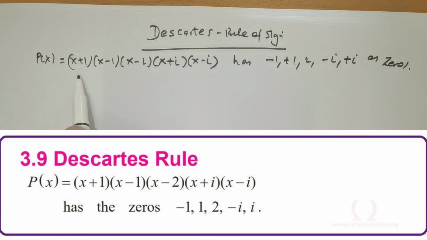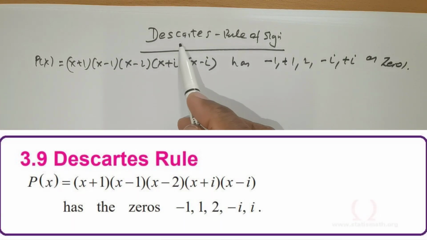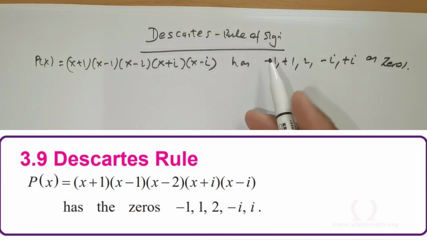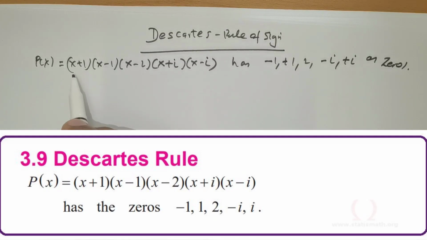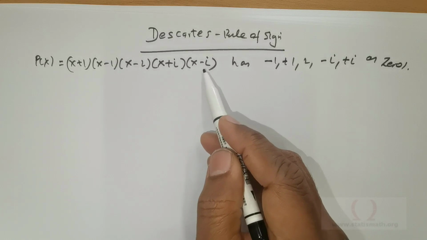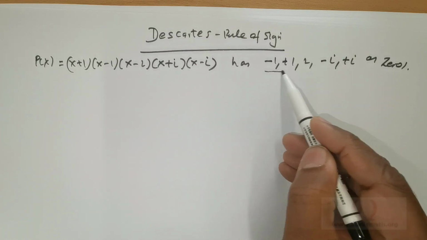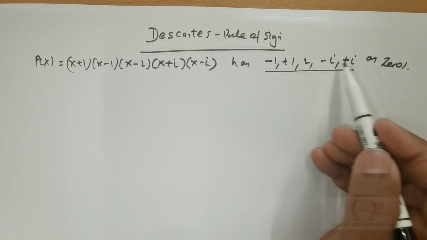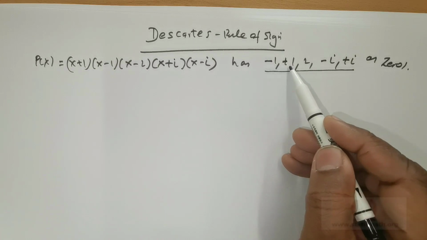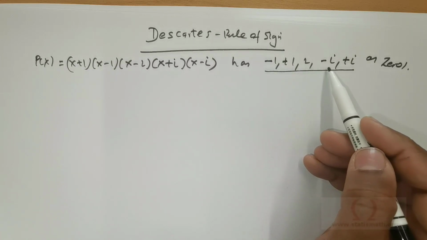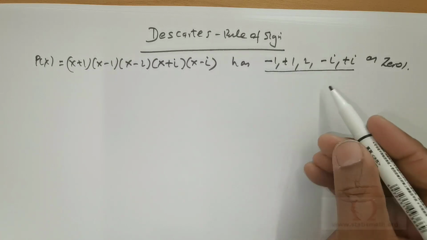Students, in this class we will try to understand Descartes' rule of signs. Now we are given a question: p(x) = (x + 1)(x − 1)(x − 2)(x + i)(x − i), and we are given that the following are its zeros: −1, +1, 2, −i and +i.